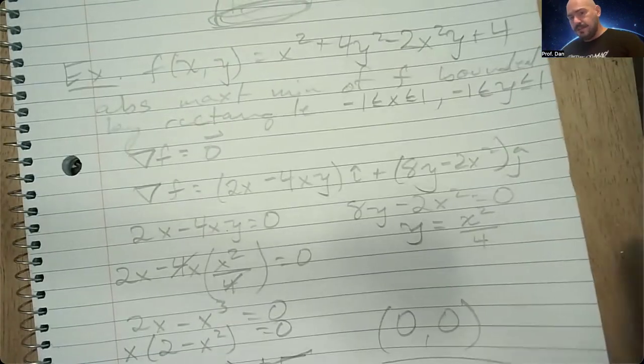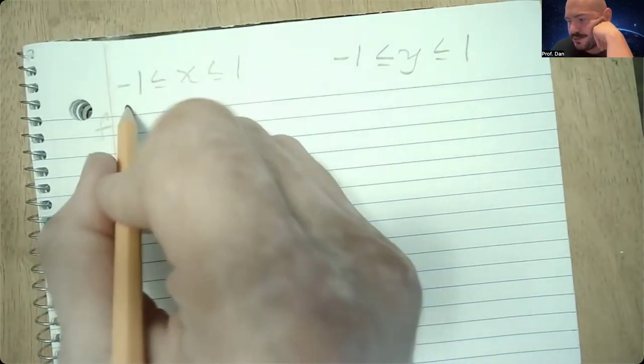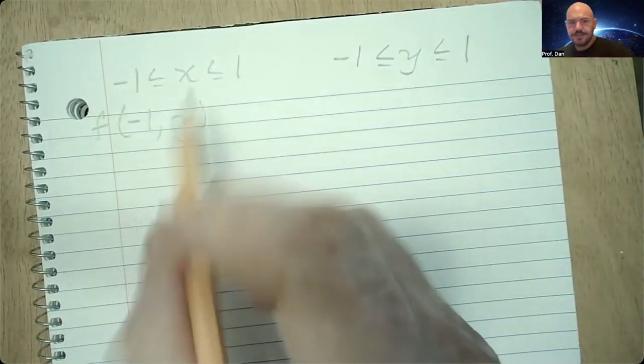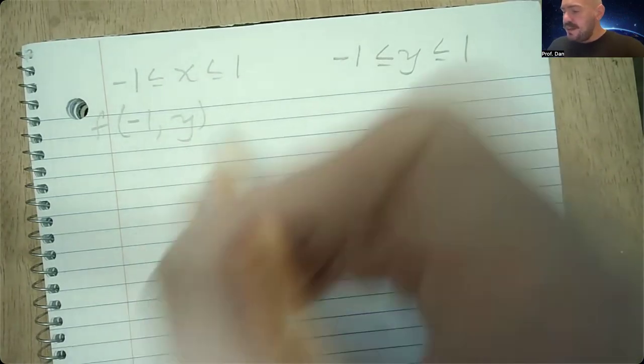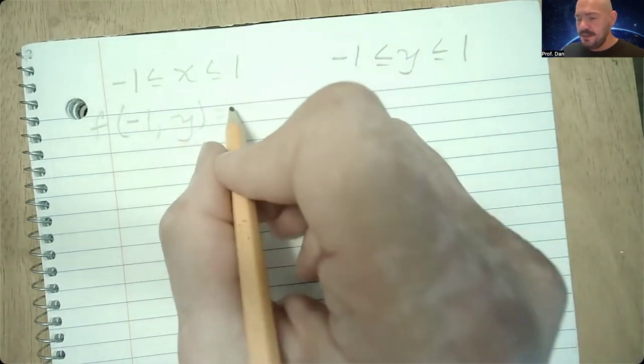Now, the other parts are going to involve those boundary edges that I talked about. So for boundary edges, essentially, I'm going to plug the endpoints for each of the variables into my original equation, right? So these were my boundaries to remind you. All right, so if I start off by keeping x constant, I can have x equals -1 and y equals anything.